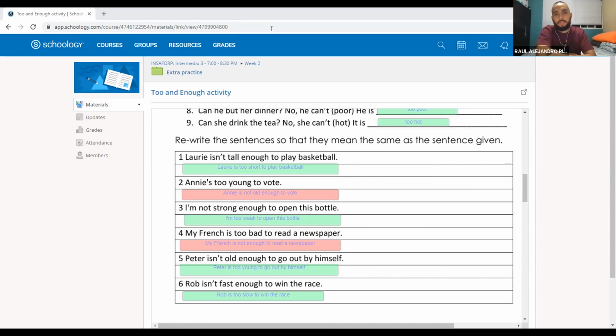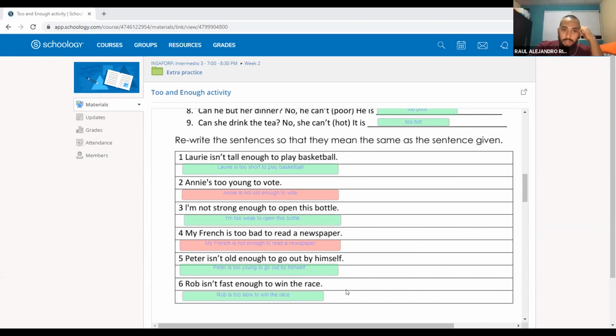Okay. Number 3. I'm not strong enough to open this bottle. I'm too weak to open this bottle. Okay. Number 4. My French is too bad to read a newspaper. We have it wrong too, but we wrote the same sentence. Number 4 is incorrect.